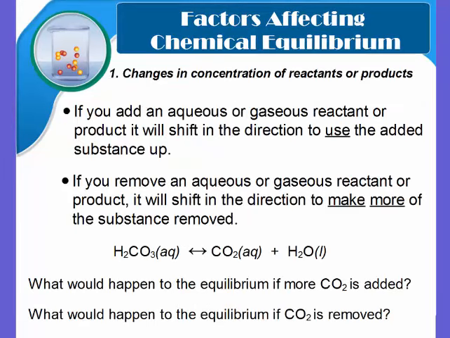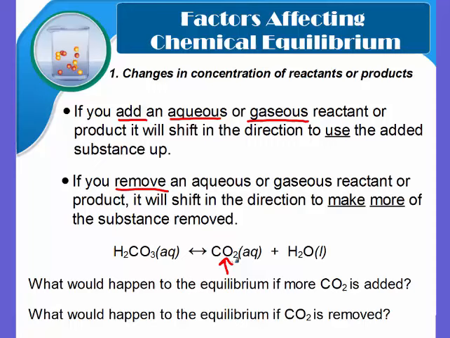The first way is changing the concentration of a reactant or product. If we add an aqueous or gaseous reactant or product, the reaction will shift in the direction to use the additional substance up. If we remove an aqueous or gaseous reactant or product, it'll shift in the direction to make more of the substance that was removed. For example, what would happen in the equilibrium if more CO2 was added?